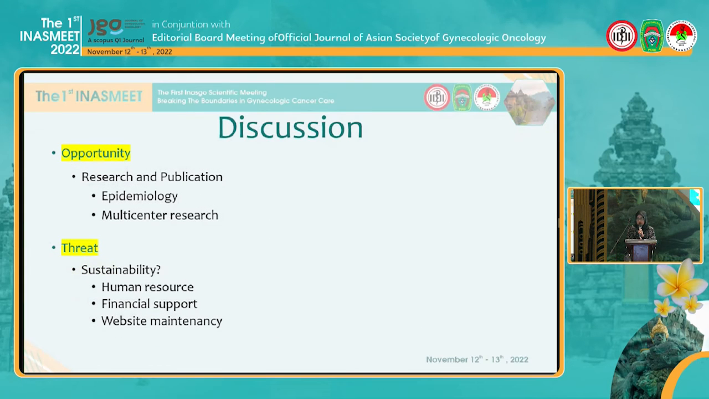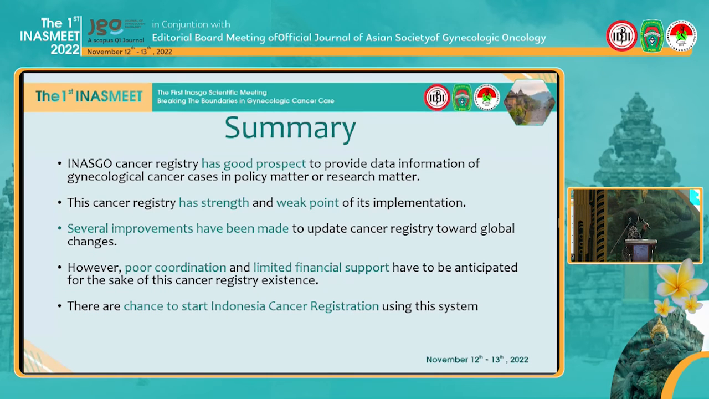Opportunities: research and publication, epidemiology, multi-center research, but we haven't used this at all. And the threat is sustainability; always, if we make something, sustainability becomes one of the challenges. Human resources, financial support, website maintenance, this kind of thing. So this is a summary: the INASGO cancer registry actually has good prospects. Even though we have the data here, we don't use it in an appropriate way.